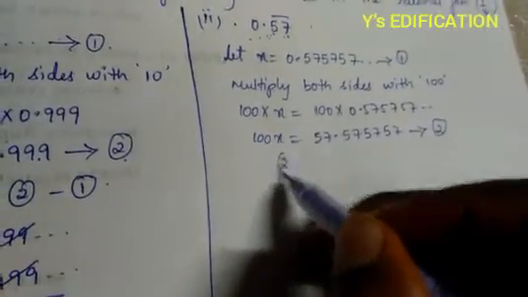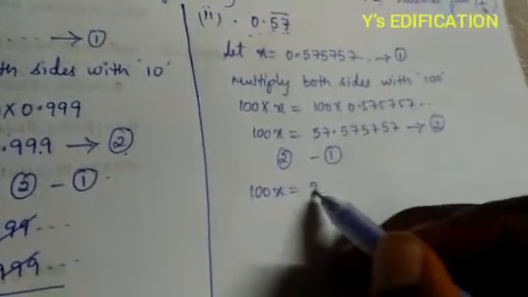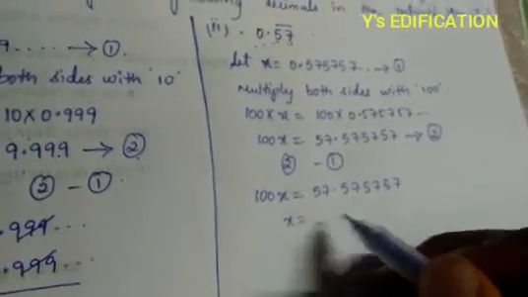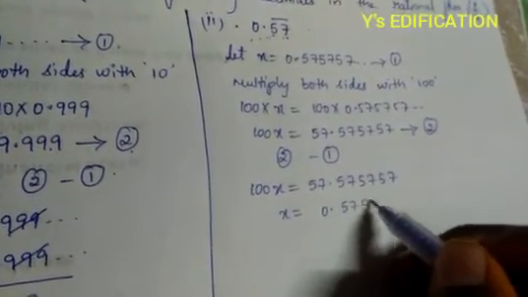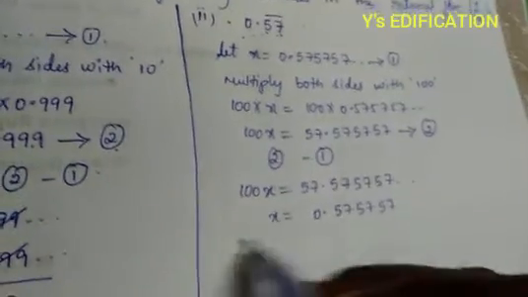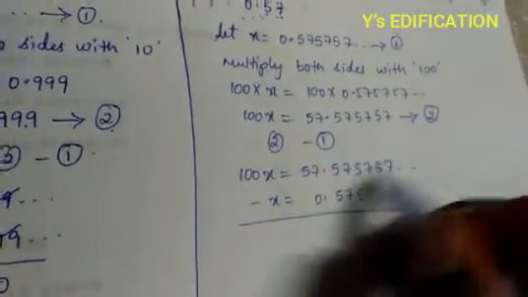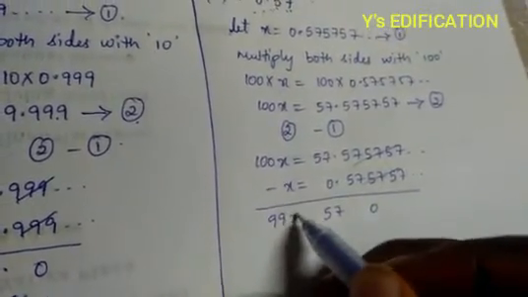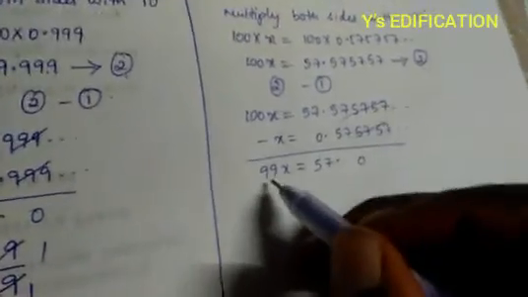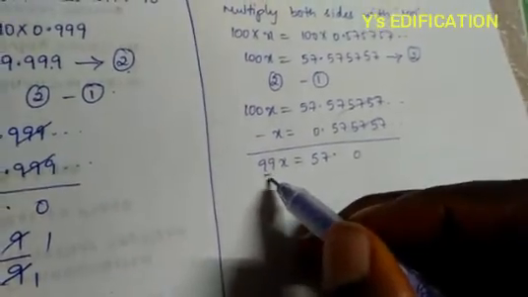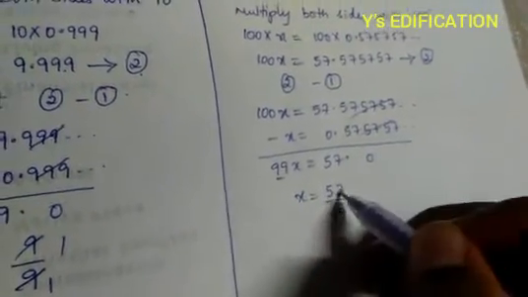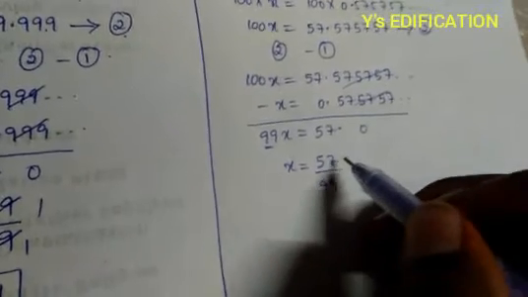Now what we have to do? Subtract 2 minus 1. So 100x is equal to 57.575757, x is equal to 0.575757. Minus, now this is cancelled, 0. So 57 and 100 minus 1 means 99x is equal to 57. We want p by q form, so I am transposing this 99 to the RHS. So x is equal to 57 by 99. I can simplify 57 and 99 with the table of 3.